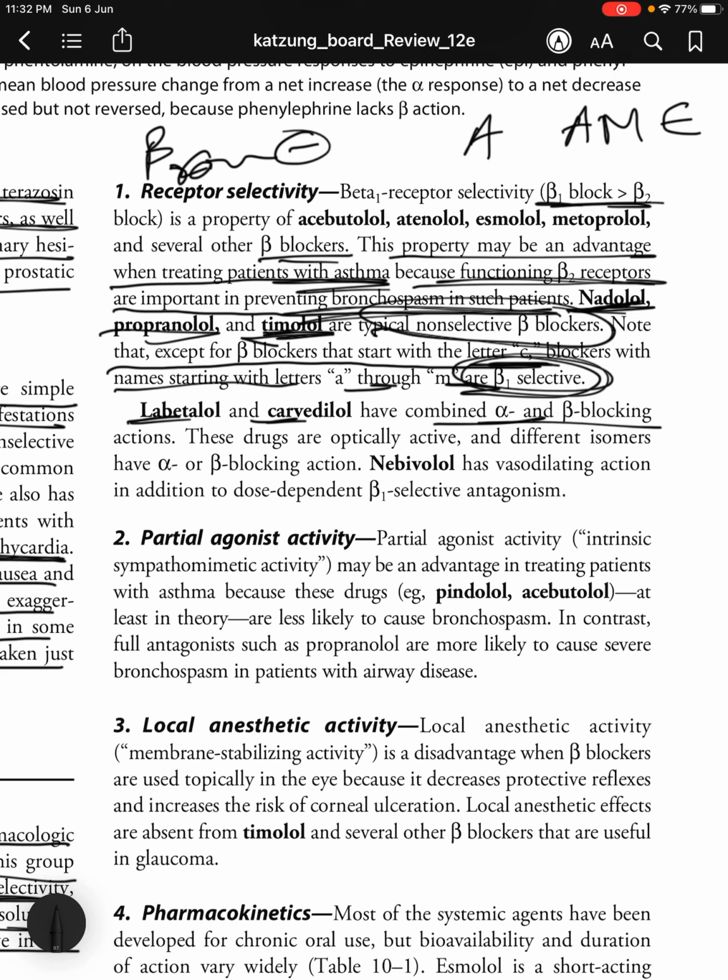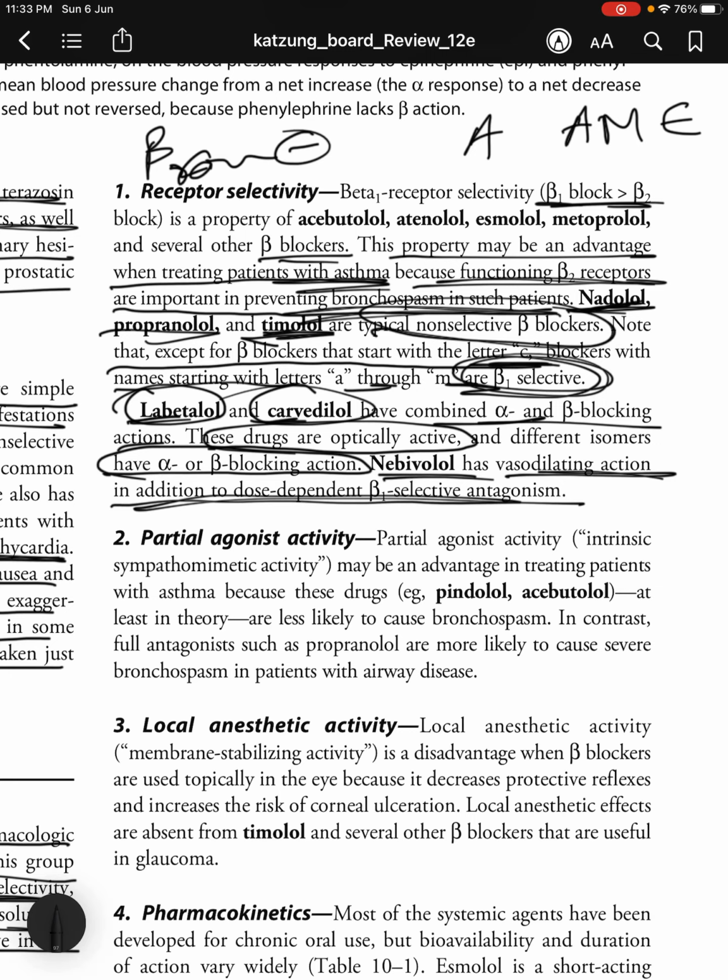Labetalol and carvedilol have combined alpha and beta blocking actions. These drugs are optically active and the different isomers have alpha or beta blocking action. What are they? Labetalol and carvedilol. Nebivolol has vasodilating action in addition to dose-dependent beta 1 selective antagonism. Okay.